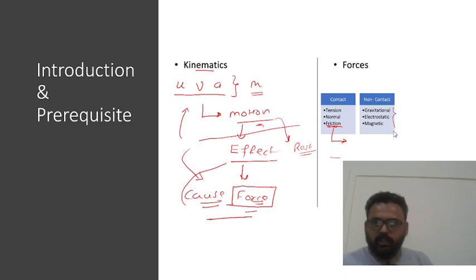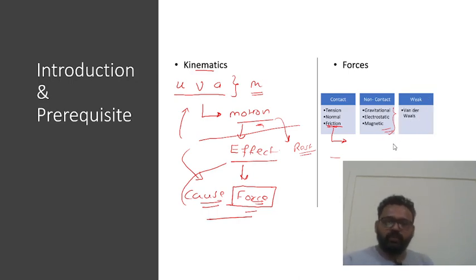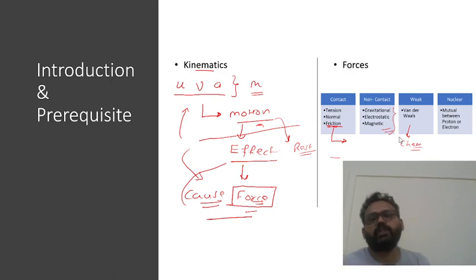Naturally, there is no contact between two bodies when there is gravitational force, electrostatic force, and magnetic force. After that, there is a weak force named van der Waals force. This part basically comes under chemistry, which you might have studied in the chemistry subject. After that, nuclear forces, which are the mutual force of attraction or repulsion between proton and electron or proton and proton. Basically, in Newton's laws, we are going to see these forces frequently.